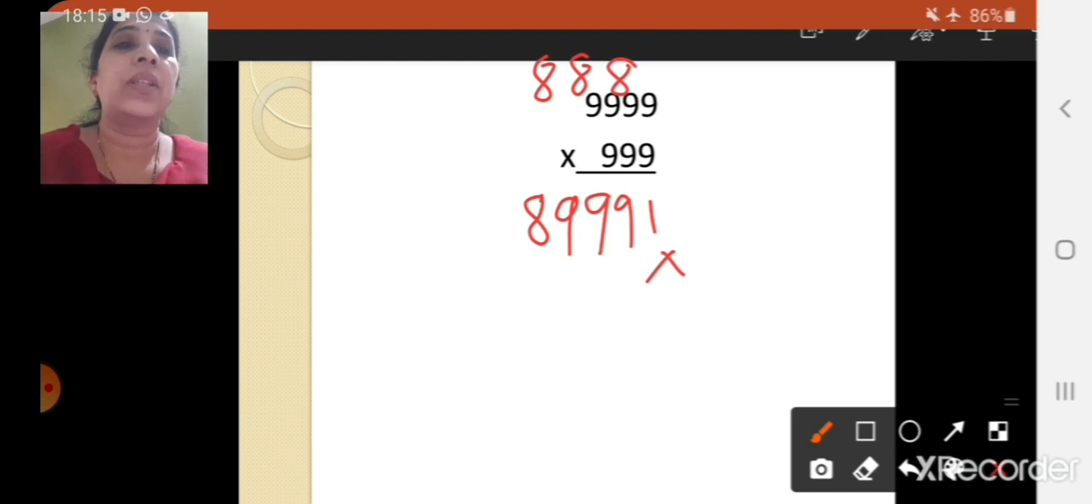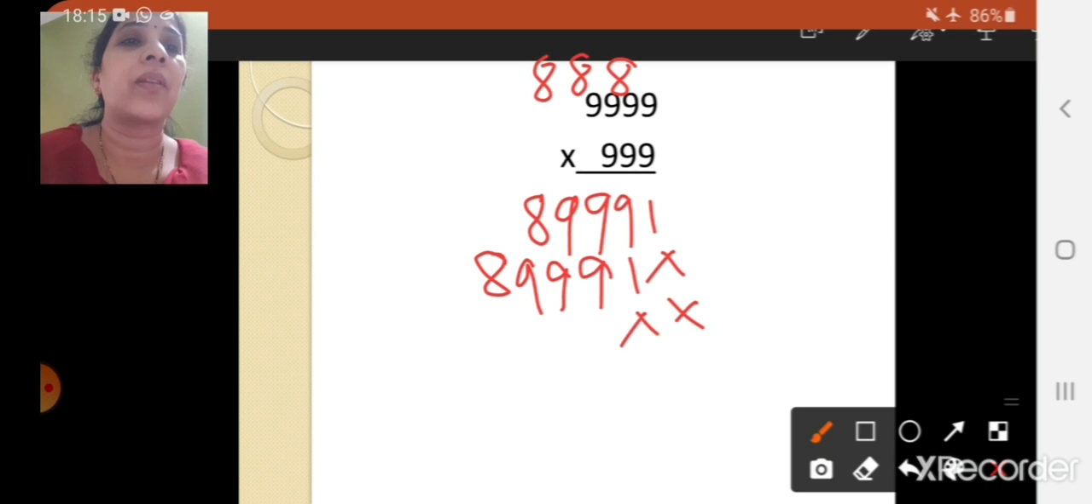So now next digit again it is 9. 9 9s are 81. So 1, 8 carried over. 9 9s are 81. 81 plus 8 is 89. So 9 written down, again 8 carried over. 9 9s are 81. 81 plus 8, 89. So again 9 written down, 8 carried over. 9 9s are 81. 81 plus 8 is 89. So written down as 89.